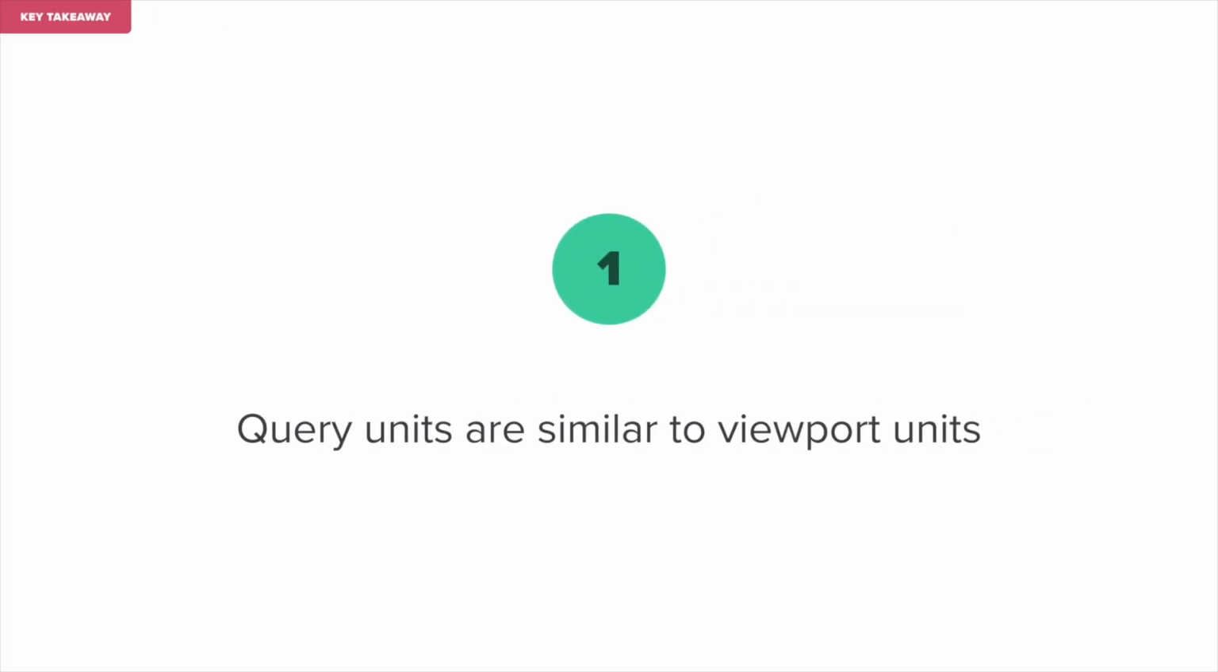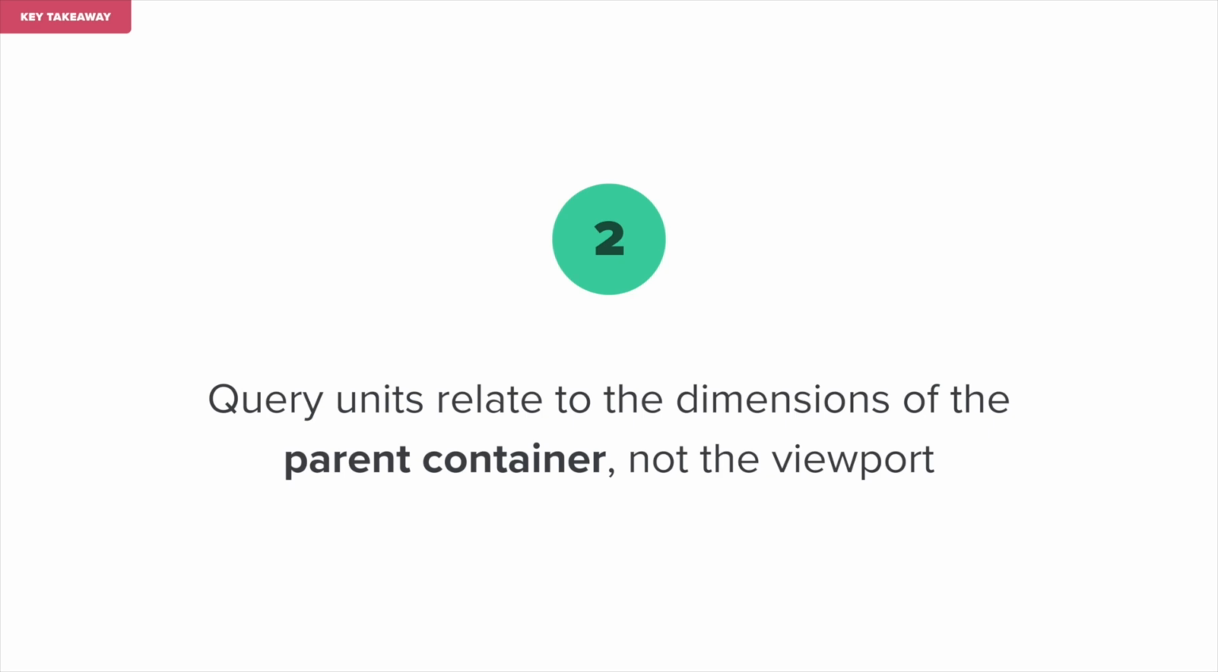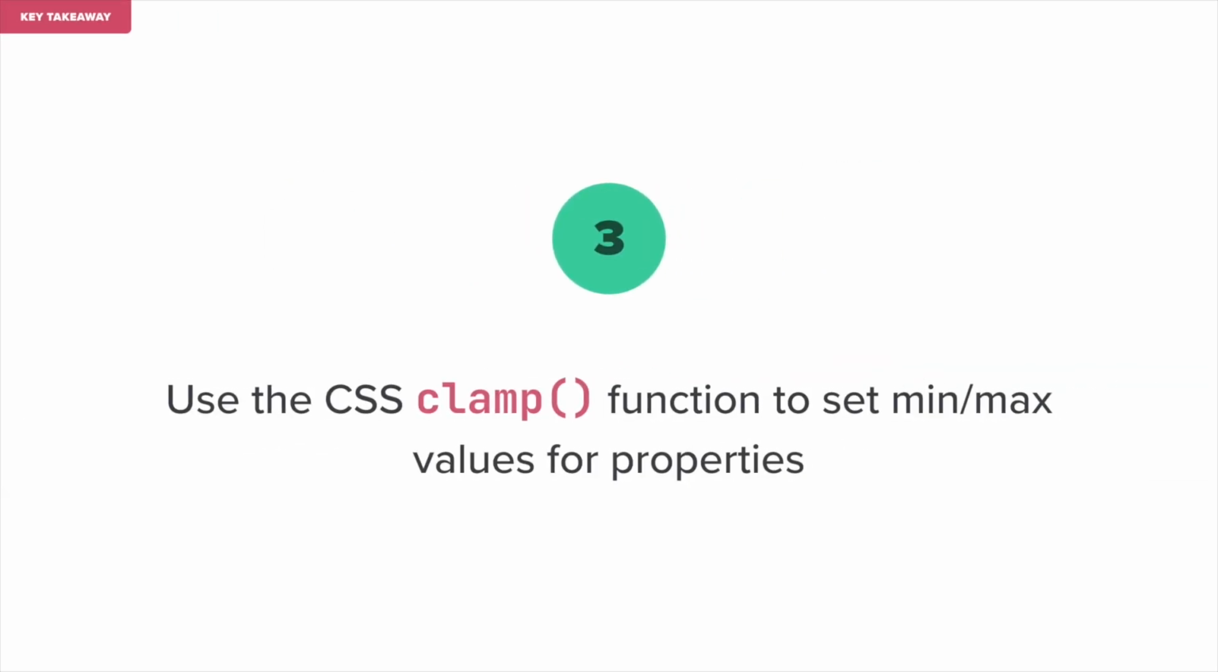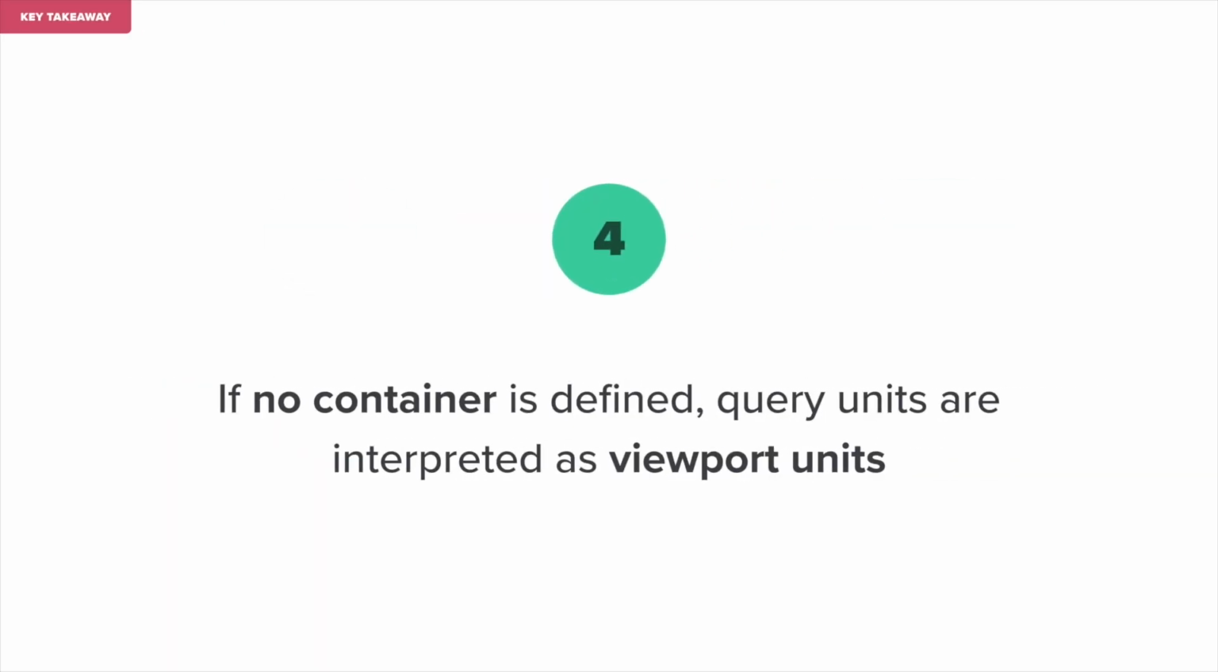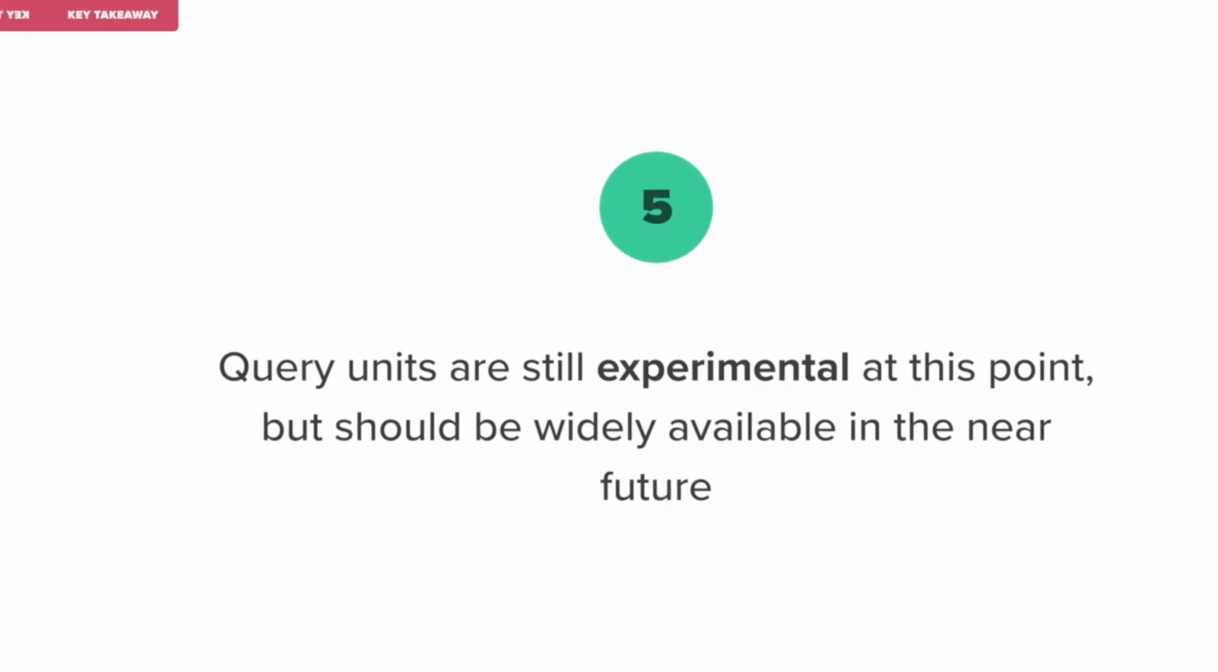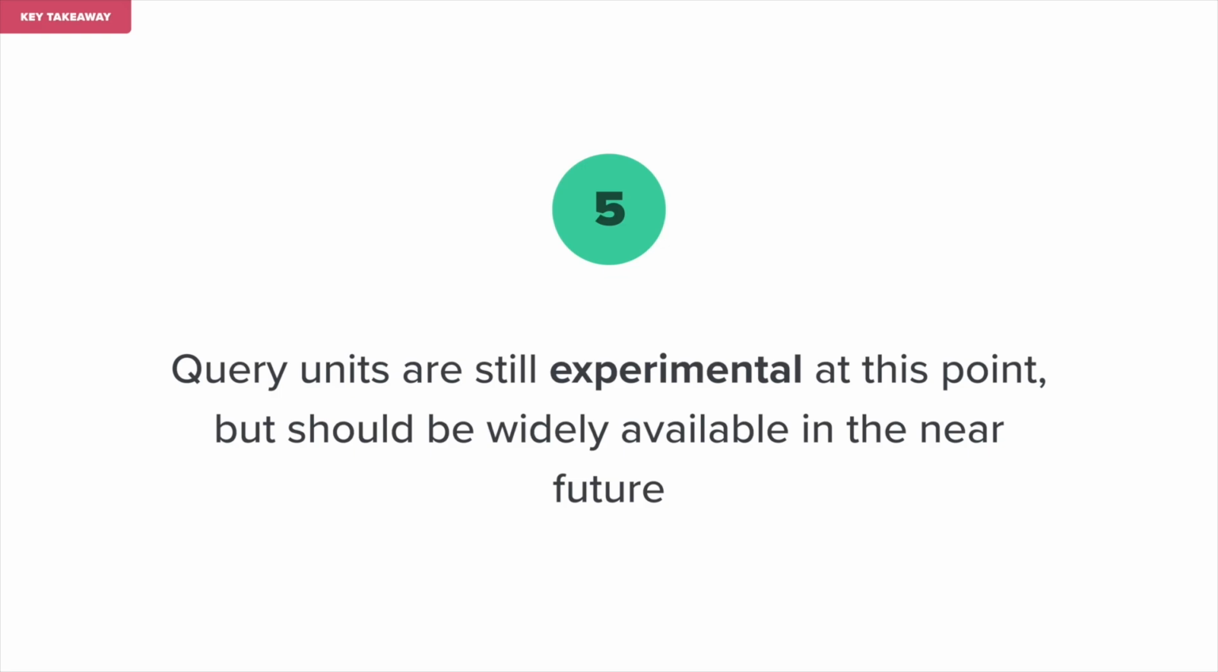Query units are similar to viewport units. Query units relate to the dimensions of the parent container, not the viewport. Use the CSS clamp function to set min-max values for properties. If no container is defined, query units are interpreted as viewport units. Query units are still experimental at this point, but should be widely available in the near future.